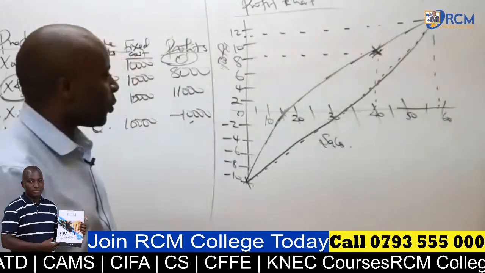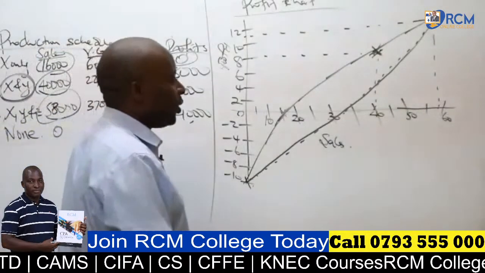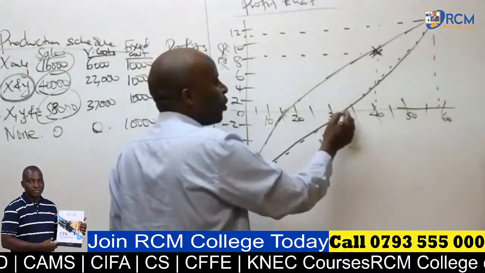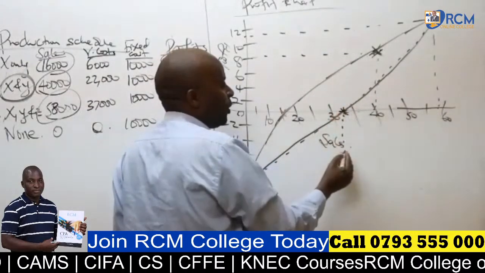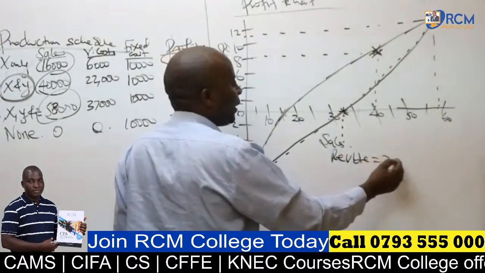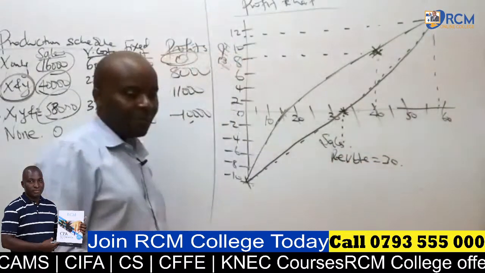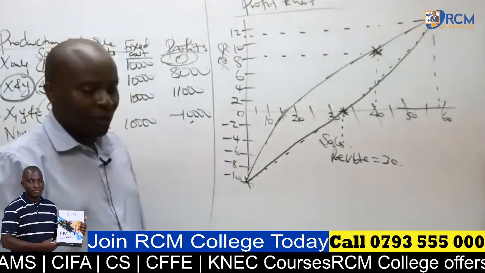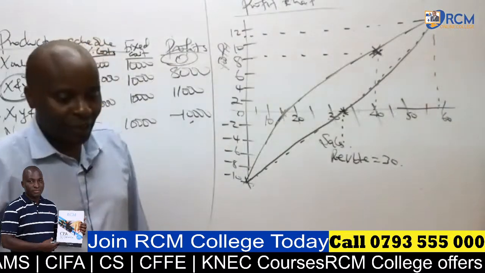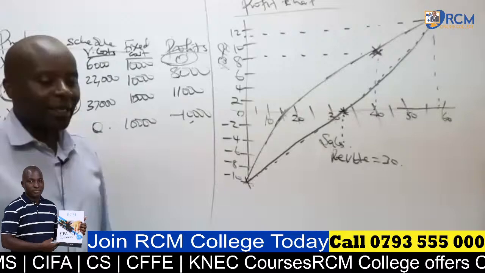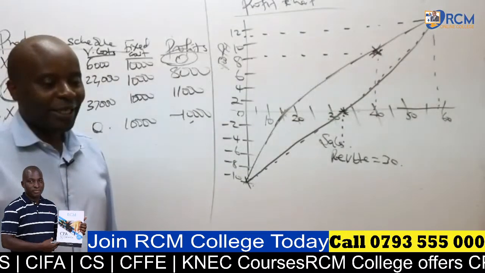According to Gilbert, he has finished. Where we have this straight line knocking on the x-axis, he says revenue break even is about 30. Jenny says 28. Where am I saying 30? Hilda is saying 28.